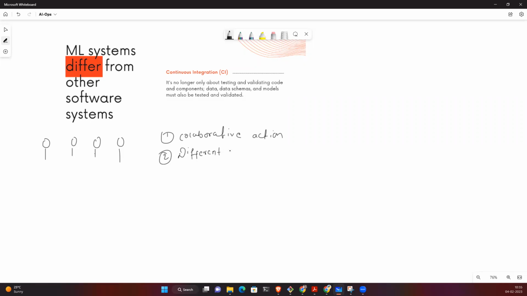So what we can do is run different iterations of execution. Different iterations of execution can be performed. Okay.